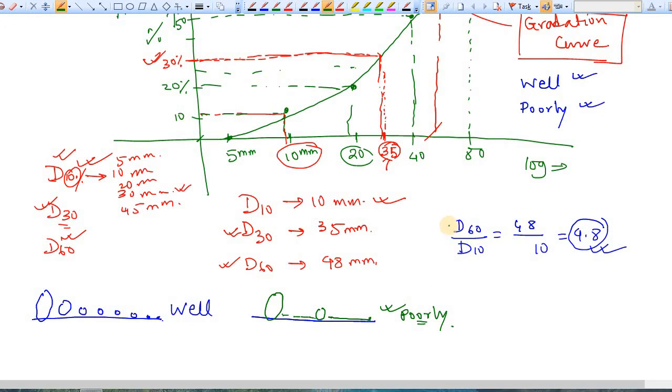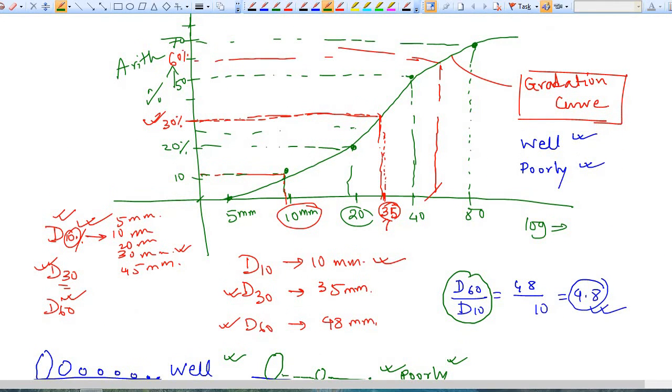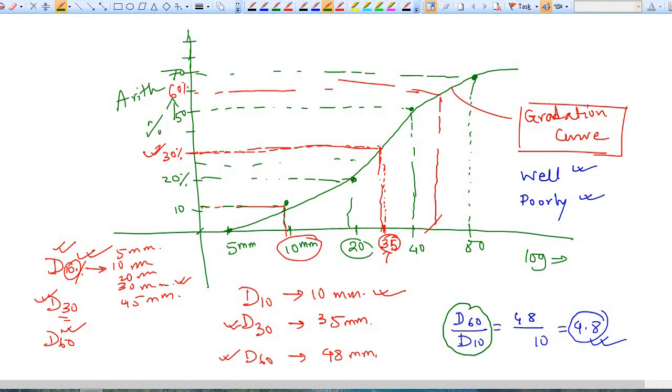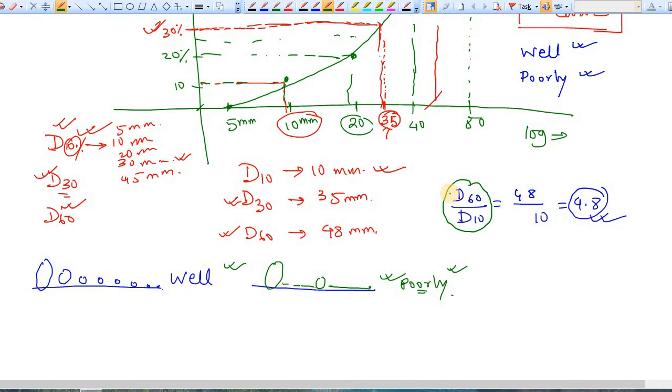Now, why does this particular ratio define the well graded or poorly graded nature of this gradation curve? Well, that has been established from lots of research. That is not in the scope of this lecture. For right now, you have to find D60 and D10 because the ratio of them defines whether it is a well graded or poorly graded gradation curve.